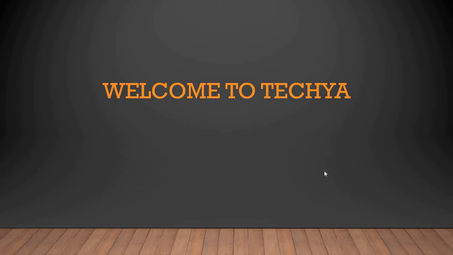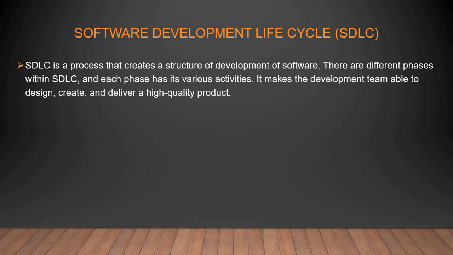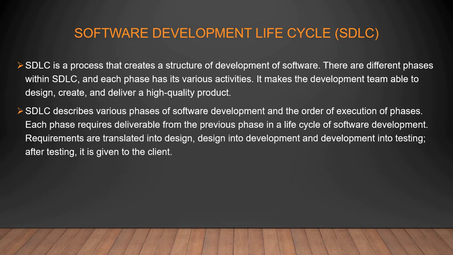In this session, we'll see what is software development lifecycle. Software development lifecycle is a process that creates a structure of development of software. There are different phases within SDLC and each phase has its various activities. It makes the development team able to design, create and deliver a high quality product.